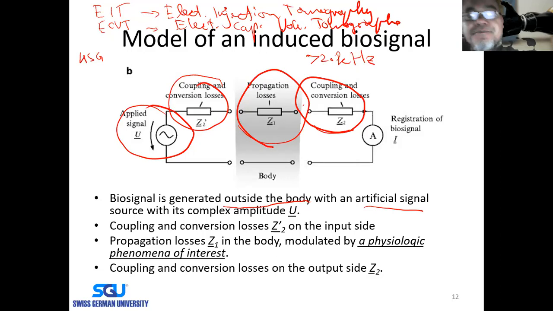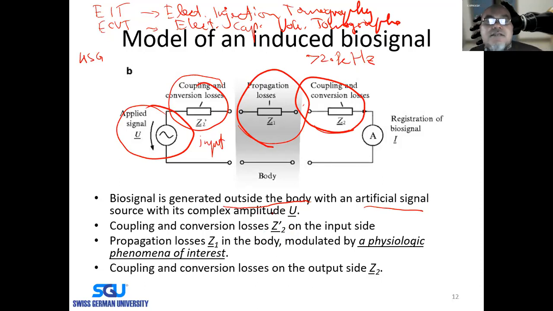Then there will be coupling and conversion losses, Z2 dash, on the input side. So this is the input side. Even though this is drawn in this model on different sides, left and right, in real implementation it could be located side by side, like in the ultrasonography case. The actuator and the sensor of the ultrasound transducer are basically located next to each other.